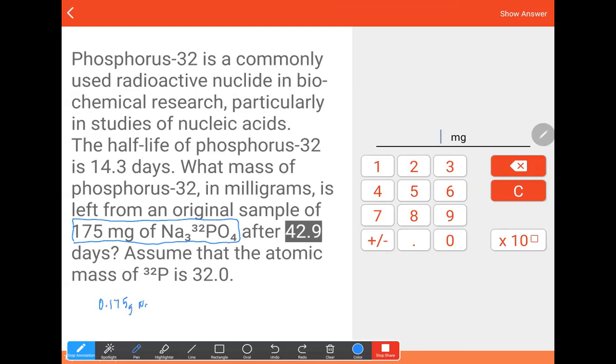So we're going to go 0.175 grams. We're going to add up sodium's 22.99, phosphorus 32, oxygen 16. There's 4 of those, 3 sodium, so we have 164.94 grams per 1 mole. And then for every 1 mole of sodium phosphate, there is 1 mole of phosphorus.